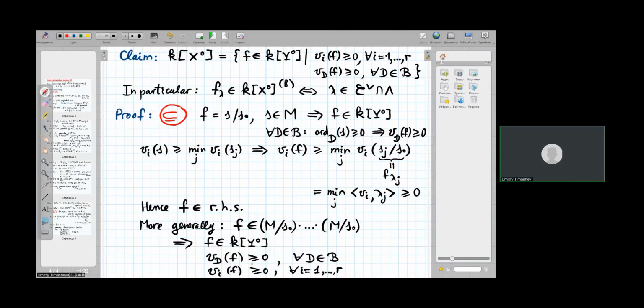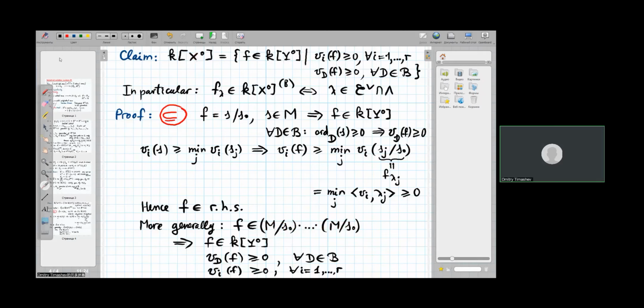Just because these inequalities hold for the factors in this decomposition, and the valuation is a multiplicative function. It takes a product to a sum. It is a homomorphism to the additive group of rational numbers. So this means that for any function of this form in this product space, these conditions hold true. But these functions generate the coordinate algebra of x naught.